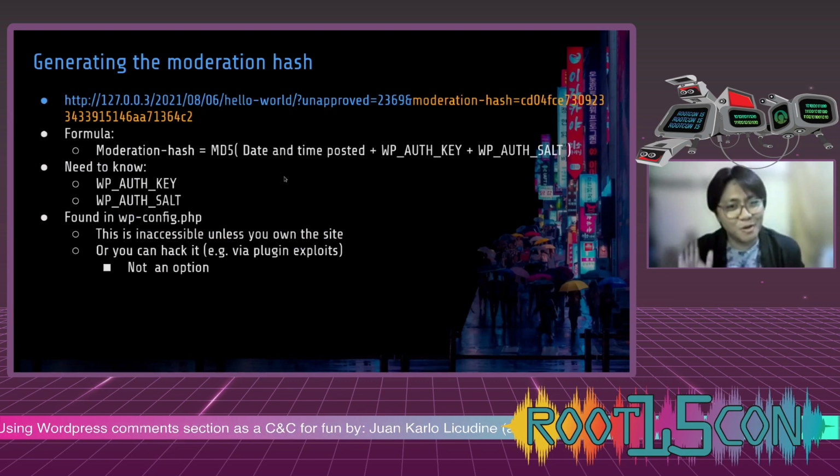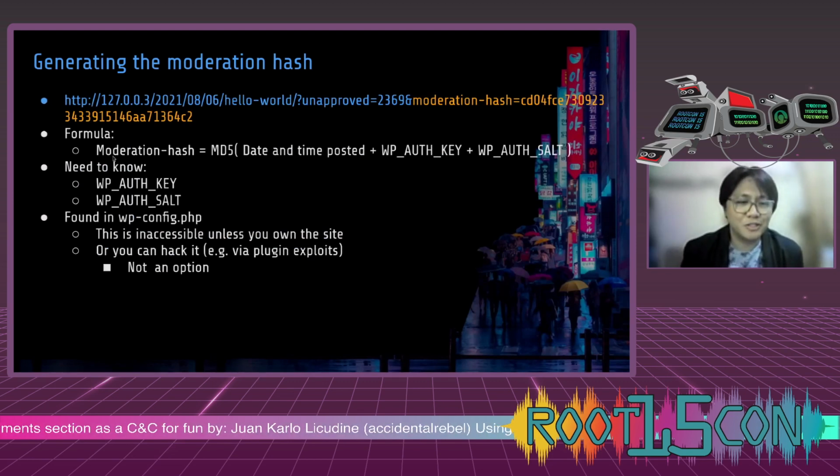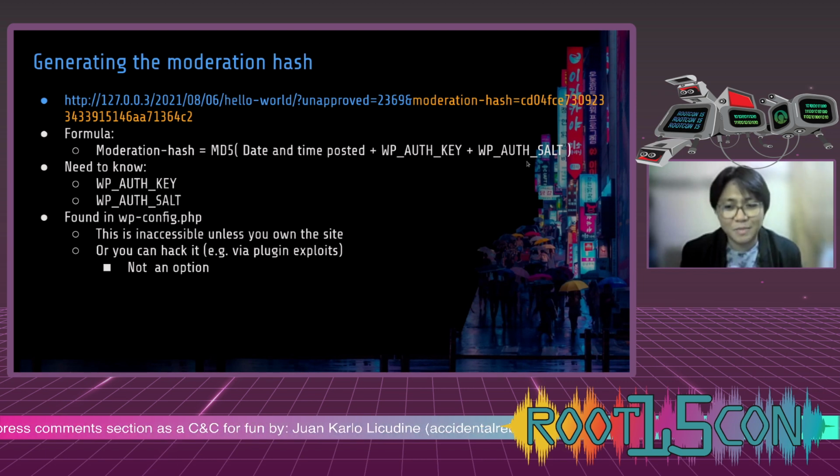How about the moderation hash? I've mentioned that there is a formula, and we can find out the date and time the comment will be posted. The problem is the WP auth key and the WP auth salt. This is a problem because this is found inside a configuration file called wp-config.php, and this is only accessible to the owner of the website or the owner of the blog. So if you want to compute the moderation hash, you need to get these two items.